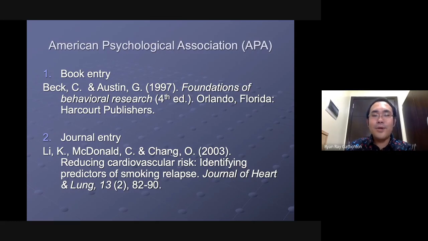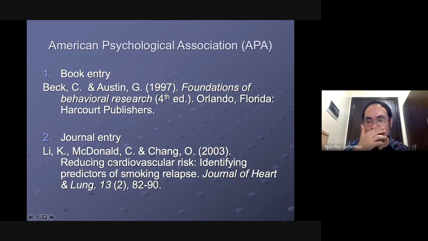Okay? So after writing down your authors, you indicate the date, which is enclosed in parentheses. And after that parentheses, you place a dot. You now place the title of the article. Now the title of the article is in sentence case.